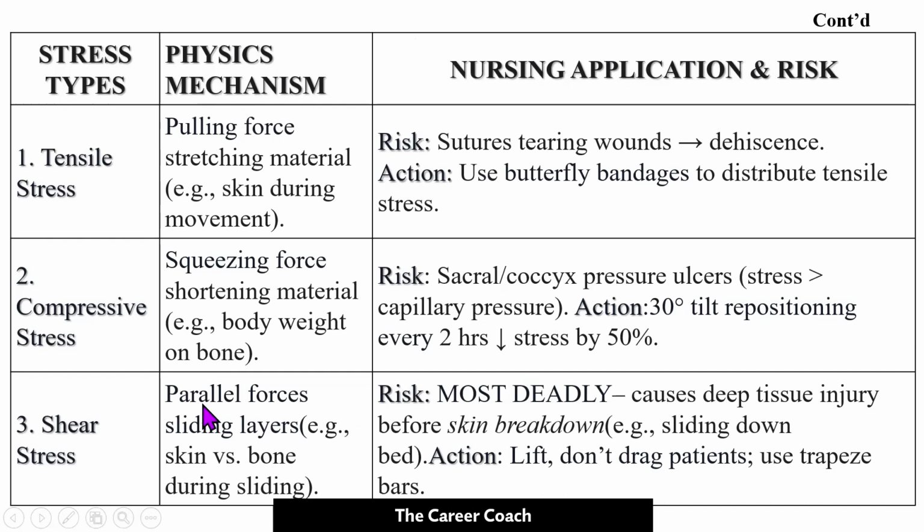Shear stress. Parallel forces sliding layers is shear stress. Example, skin versus bone during sliding. The risk: it is most deadly. It causes deep tissue injury before skin breakdown. Example, sliding down the bed will cause shear stress. Action: lift, don't drag your patient. Use trapeze bars. So it is not advisable to drag a patient as this could enhance decubitus ulcers.